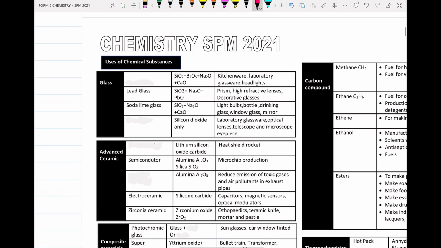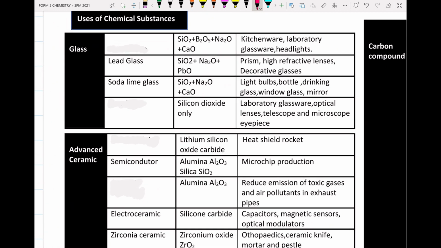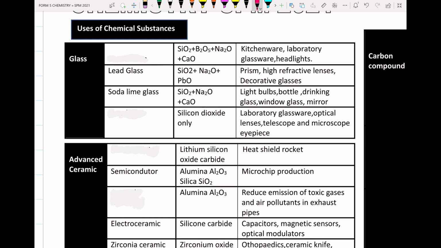All right, we move on to the next one, glass. We have 4 types of glass. If in the exam they ask what is the main component or raw material used to make glass, it is silicon dioxide. Okay, the main component used to make glass is silicon dioxide. Glass is transparent, easy to clean, hard but brittle. So we have a few glasses that students must remember.